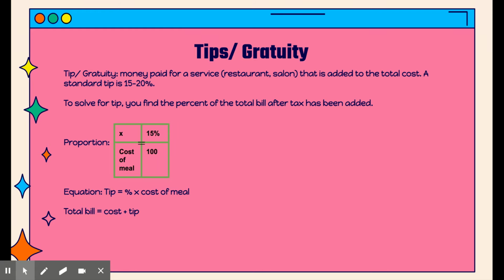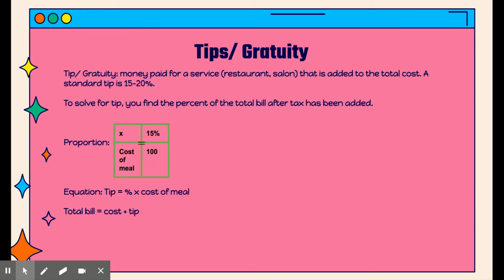A standard tip is about 15 to 20%. Now, sometimes you tip depending on how good or bad your service may have been. But yeah, the standard tip should be between 15 and 20%. So to solve for tip, you're going to find the percent of the total bill after tax has been added, okay?